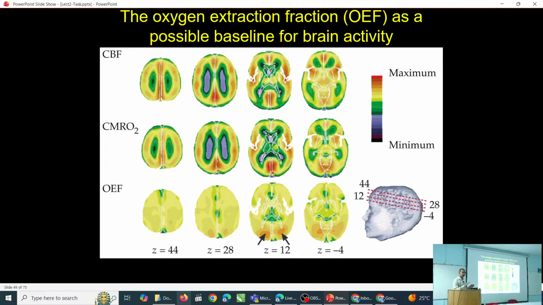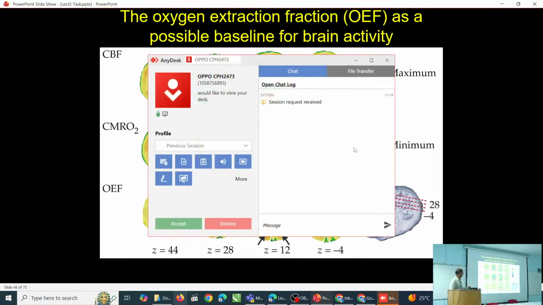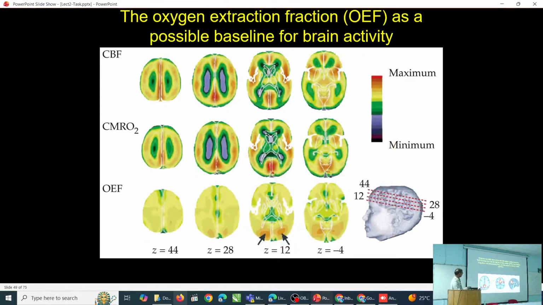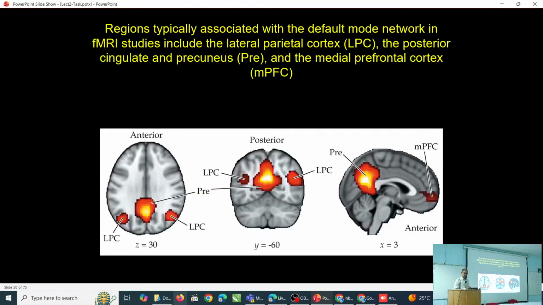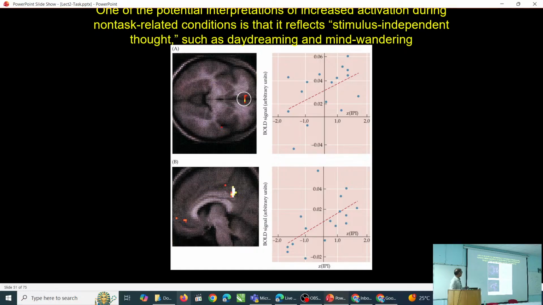The cerebral blood flow varies across different regions, also across different subjects. Similarly, CMRO2 and oxygen extraction fraction, right? And again, this is the default mode, and these are the areas associated with this. And again, this suggests that even when someone is not performing the task, these regions are active, right? When they perform this task, these regions become deactivated, right? And these are like stimulus independent factors.